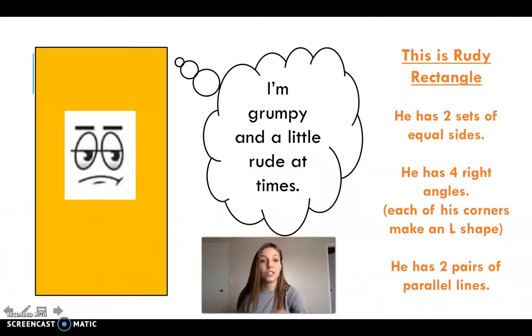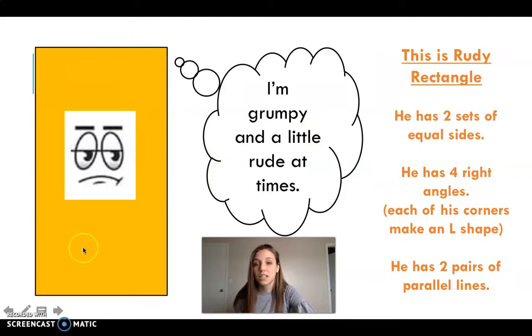This right here is Rudy Rectangle. So Rudy Rectangle has 2 sets of equal sides. He's a little grumpy and he's a little rude at times. That's what he's thinking right now. But he's a nice guy. So he has 2 sets of equal sides.